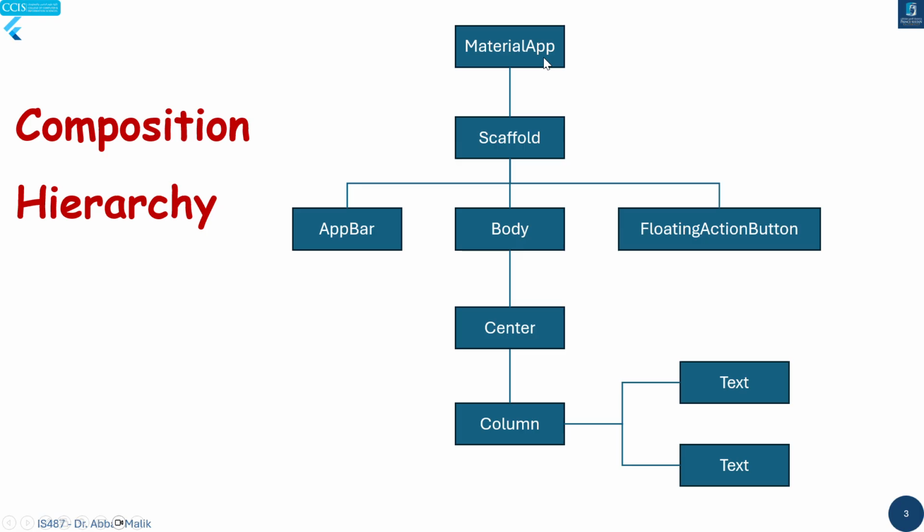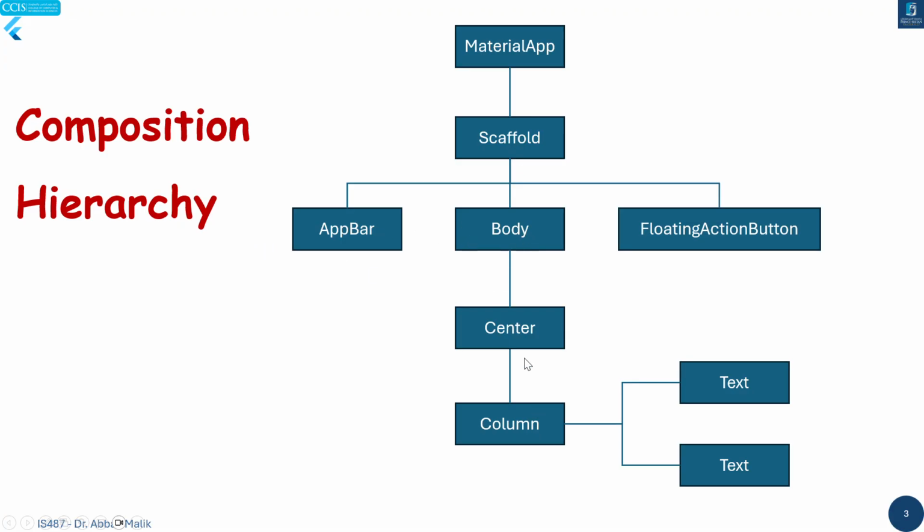You can say that we have a material on top. So it is a tree-based structure. So material contains everything. And inside the material application, we have the scaffold. Inside the scaffold, we have three different components: app bar, body, and floating. And of course, there are others as well. For example, the side drawer is also part of the scaffold. So it will come down here at this level.